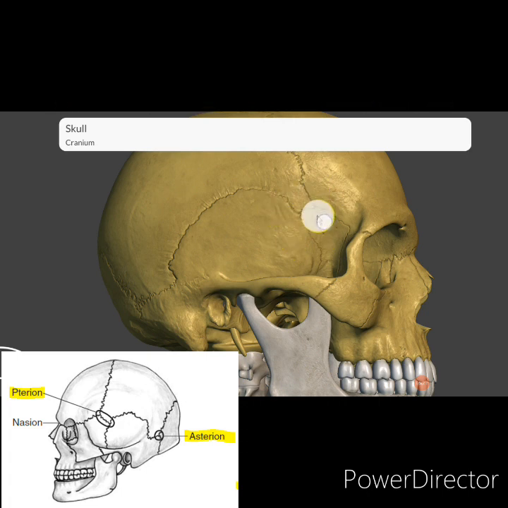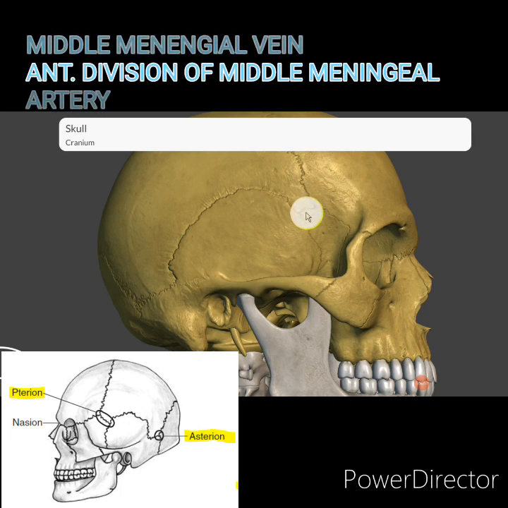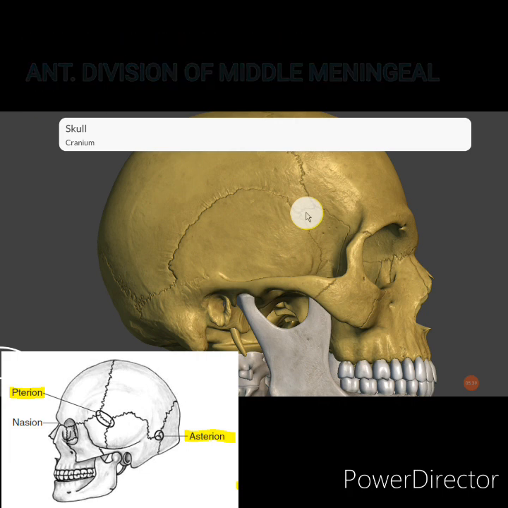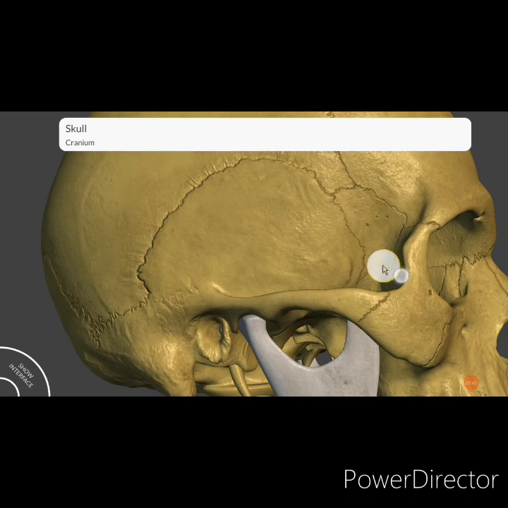Deep to it are the middle meningeal vein, the anterior division of middle meningeal artery, and the stem of lateral sulcus of brain, also called sylvian point. On the temporal surface of zygomatic bone, there is a fossa called zygomaticotemporal fossa.